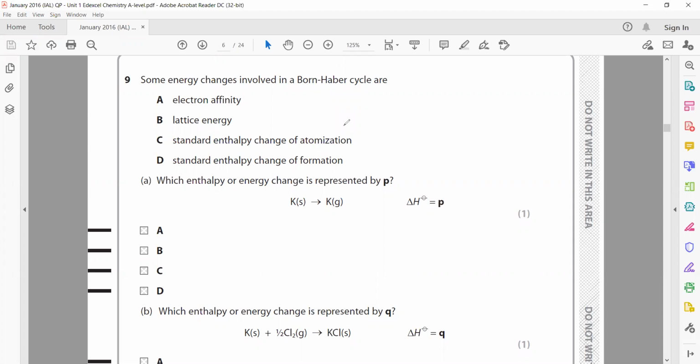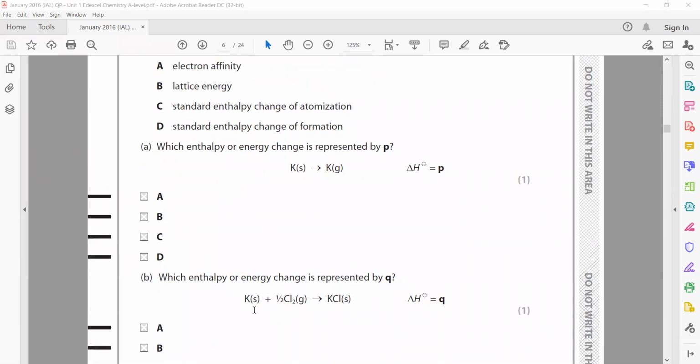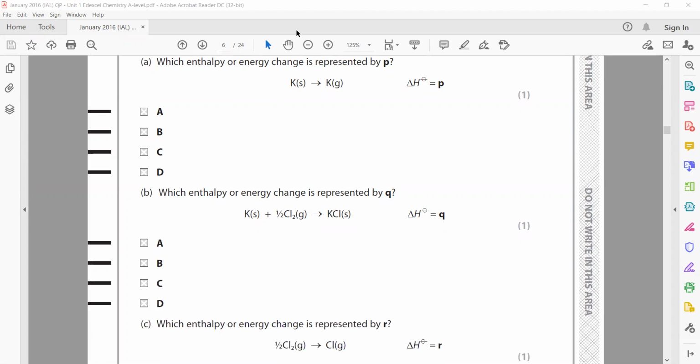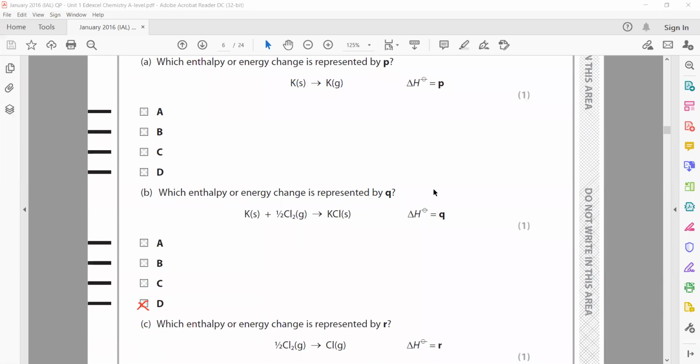So which enthalpy change is represented by P? So solid changes to atom. So this is atomization. Which enthalpy change is represented in Q? Elements form a compound, like potassium, an element in its standard state, forming a compound. We call that formation. That's why D will be the right answer, because D is representing enthalpy change of formation.